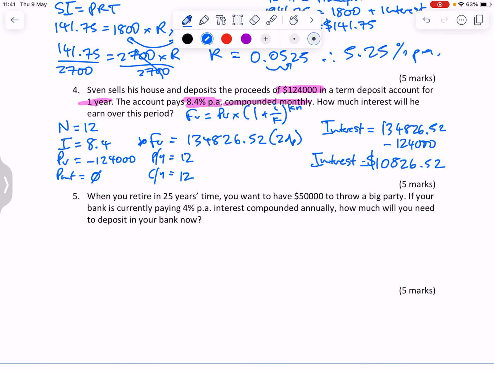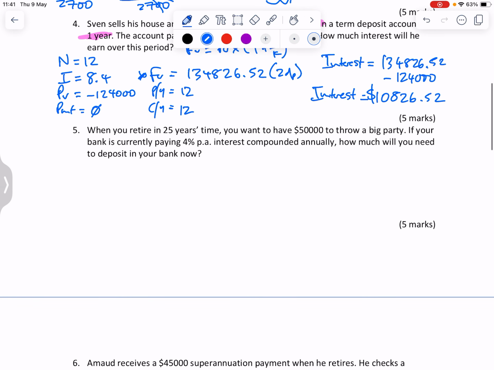When you retire in 25 years' time, you want to have 50 grand to throw a big party. 25 years is important. 50 grand is important. Bank is currently paying 4.9% interest. Compounding annually is important. How much do I need to deposit in my bank now? You could use the compound interest formula, but as soon as it's compounding, use TVM solver.